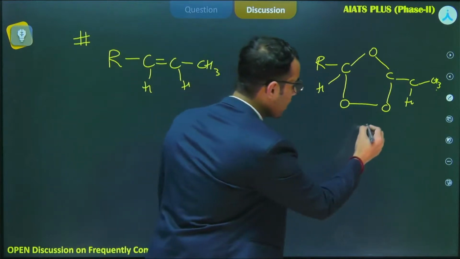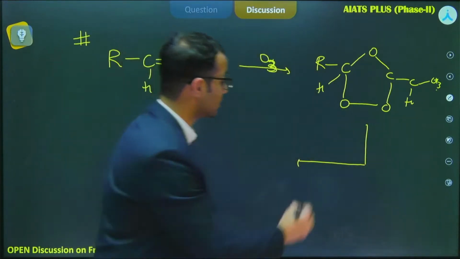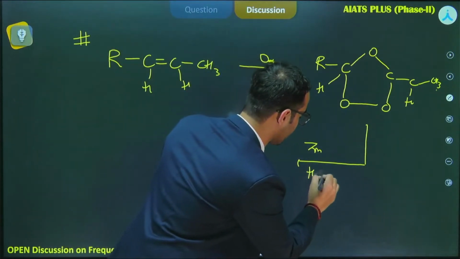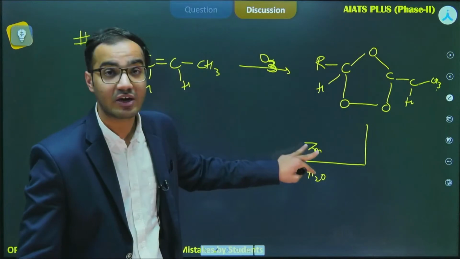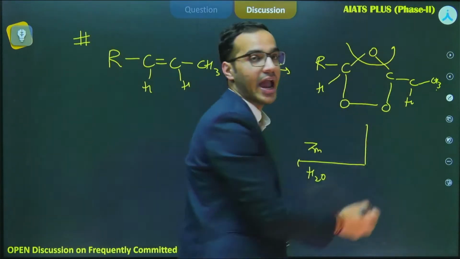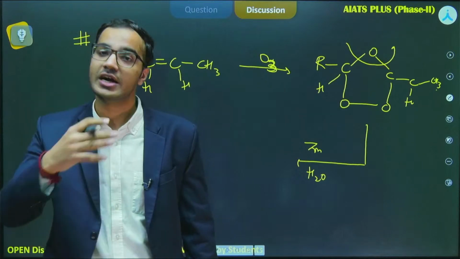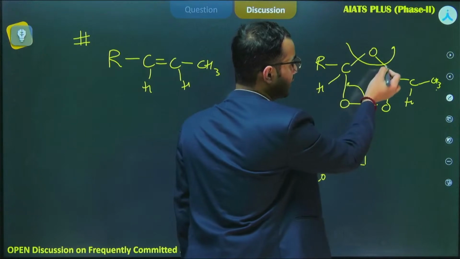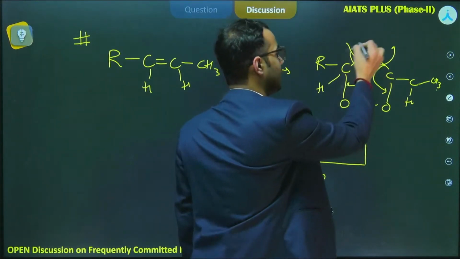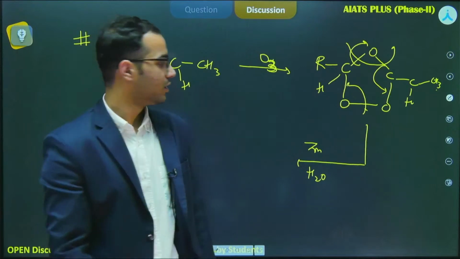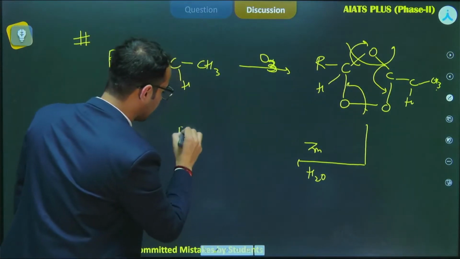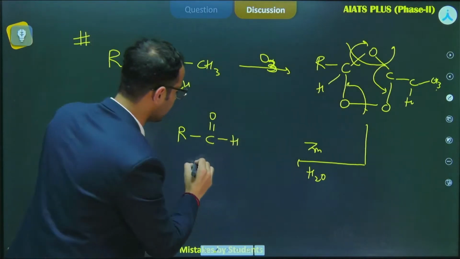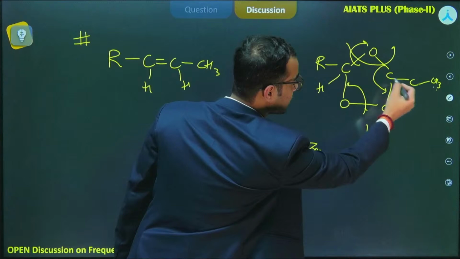Okay, and then if you are reacting it with zinc and water, what will it do? The zinc will take up this oxygen and the bonds will rearrange themselves. This bond will shift to this and this will move here, leaving the oxygen with zinc, yielding R, C double bond O, H, along with its CH3, C.